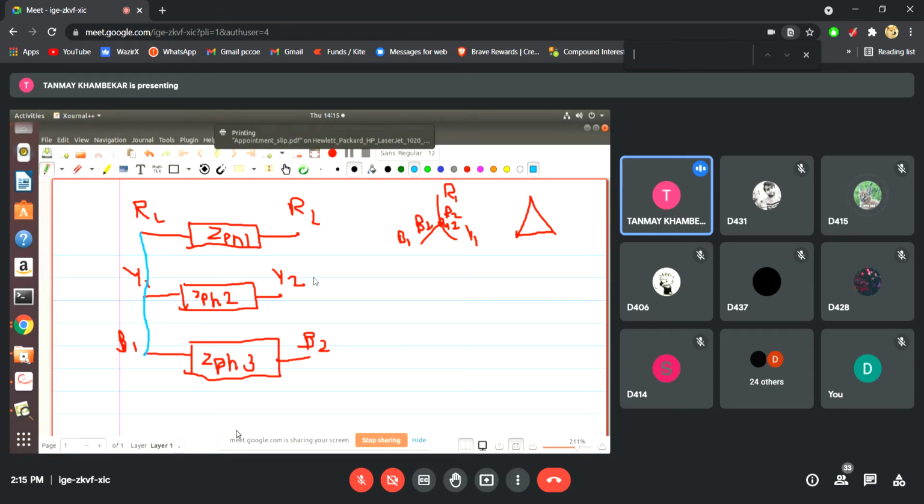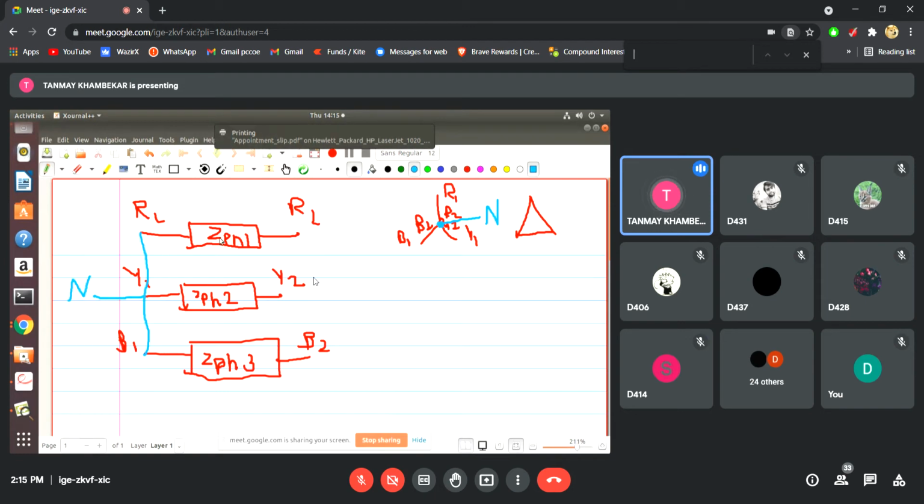Yes, ma'am. Now, when you connect it in star, this point is at the same potential. All the three terminals are at the same potential. Hence, we call it neutral. So this forms the neutral terminal. In case of star, we get a neutral terminal.